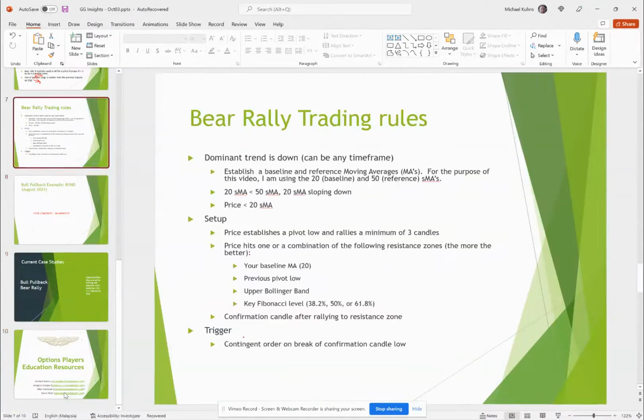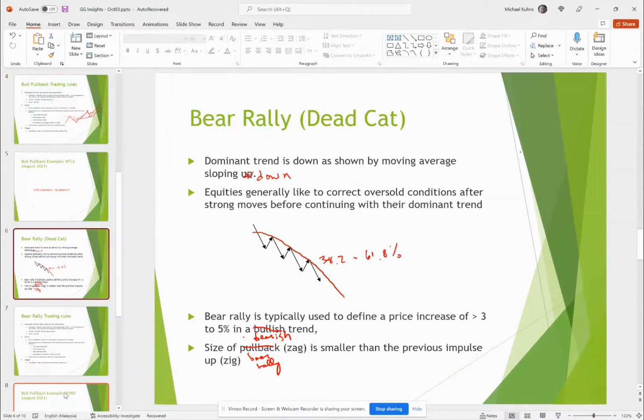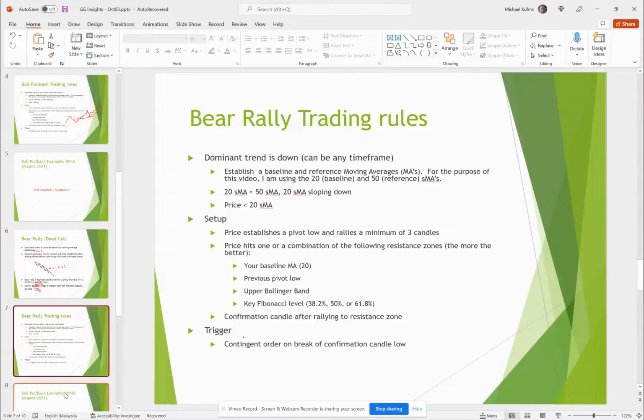As I mentioned, the trading rules are really kind of the same for both. The bear rally is really where I'm watching for the most opportunities right now, unless we see a reversal. Get your dominant trend down. That's where the trend is really right now. Follow the rules with your moving averages. It can be different from mine. Use what you feel most comfortable with.